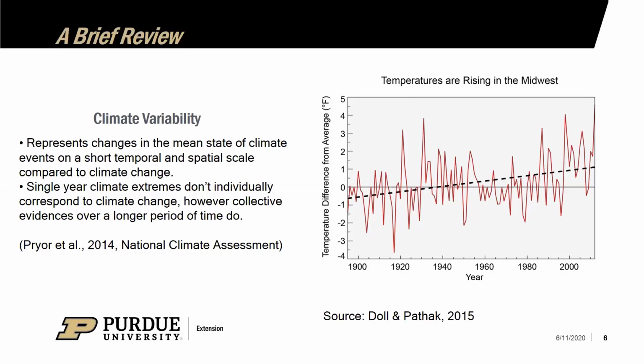Climate variability represents the changes in the mean state of climate events on a short temporal and spatial scale compared to climate change. Single year climate extremes don't individually correspond to climate change. However, collective evidence over a long period of time does. So you can see on this overall scale that we plotted a trend line, and the trend between 1895 and 2012 was an increase of about 1.5 degrees Fahrenheit.